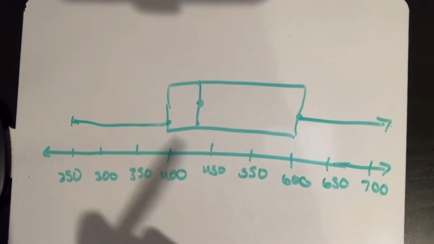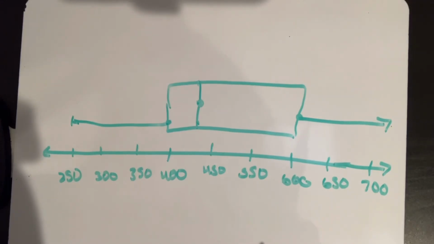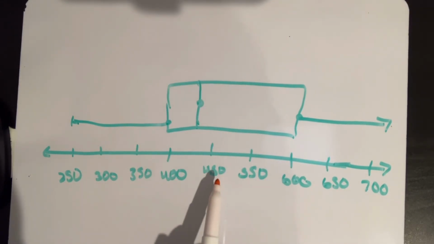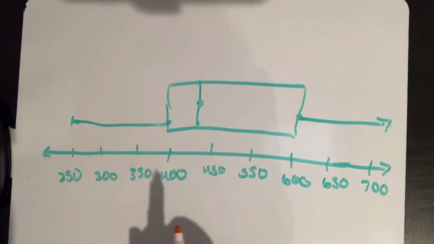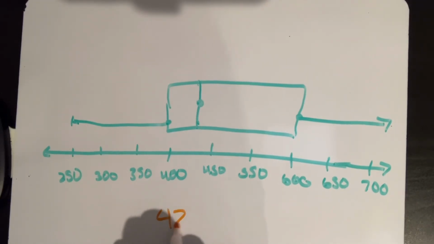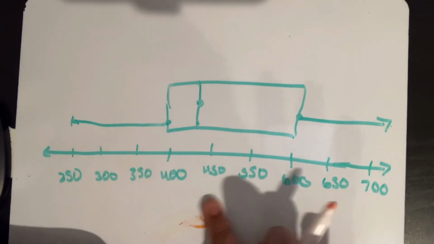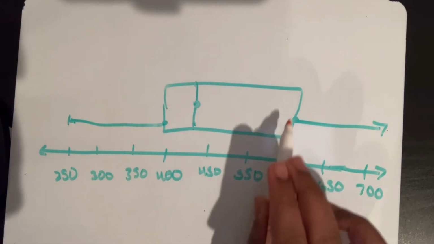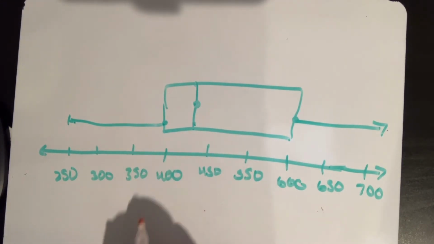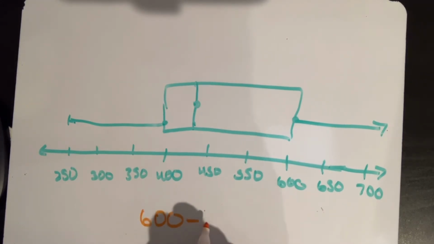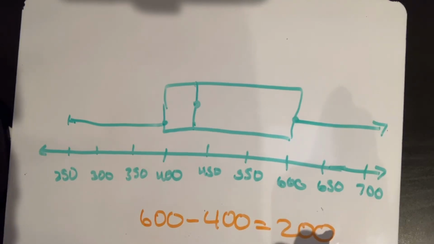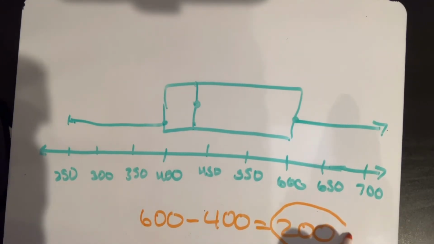This is the median of this box plot. The median is right in between 400 and 450, so our median would be 425. What is our interquartile range? 600 minus 400 equals 200. 200 is our interquartile range.